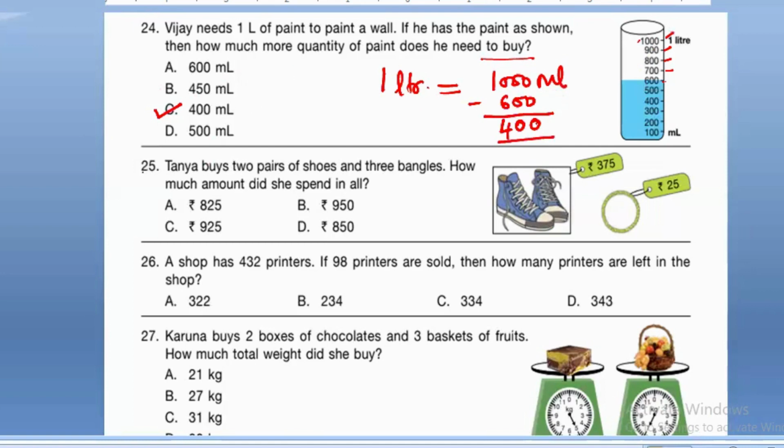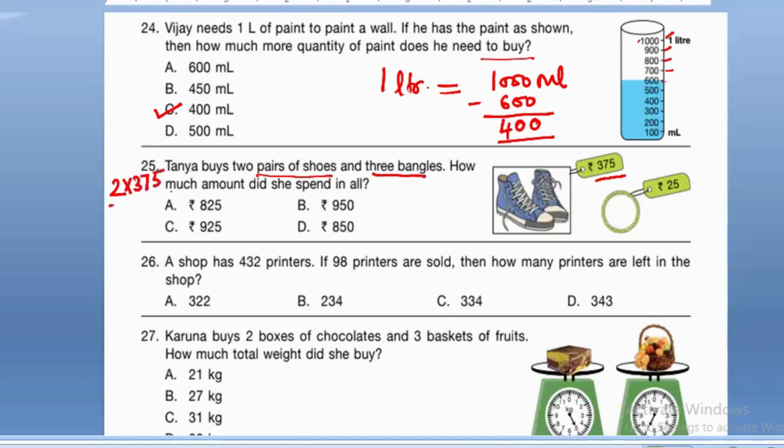Now the next question is 25. Tanya buys 2 pairs of shoes and 3 bangles. How much amount did she spend in all? Okay. So you can see that one pair of shoes costs rupees 375. So what is the cost of two pairs of shoes? If one pair of shoes costs 375, two pairs of shoes will cost 2 multiplied by 375.